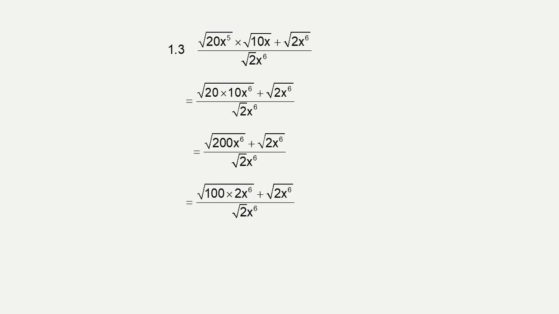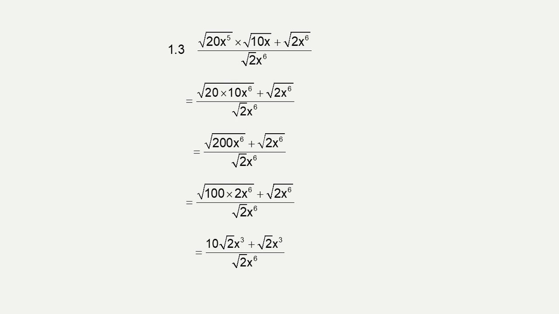So 200 can be written as 100 multiplied by 2. That is a square multiplied by a prime number. So that simplifies to be 10 root 2 because the square root of 100 is 10. And then if you take the square root of x exponent 6, you have x exponent 3.